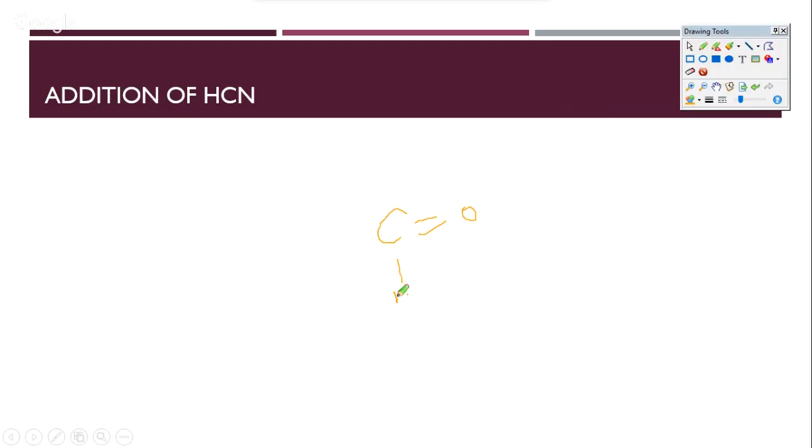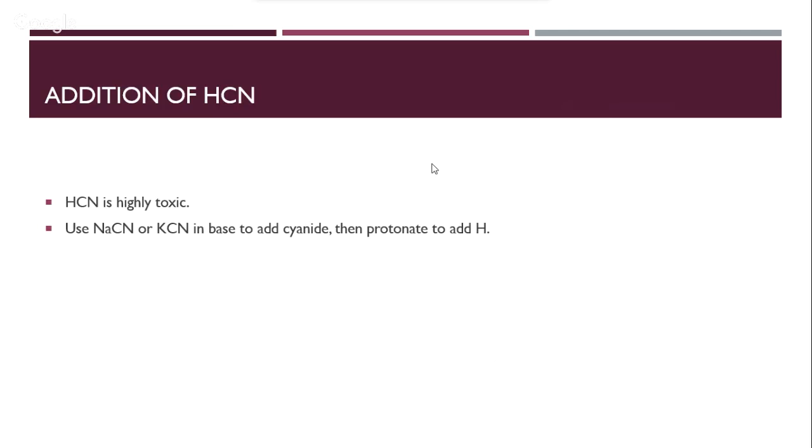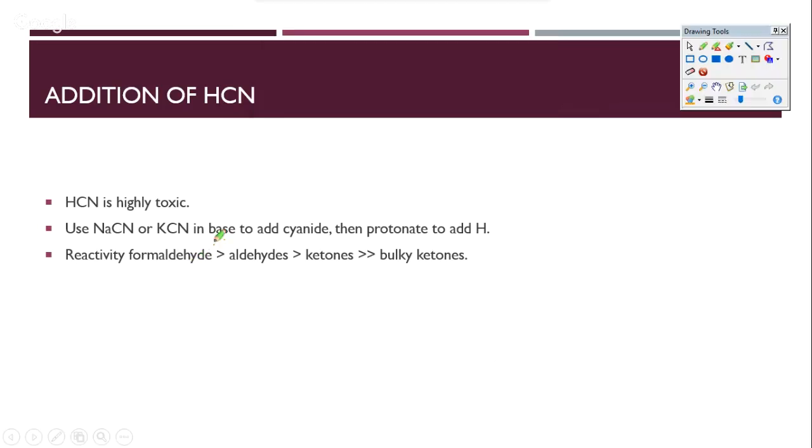Similarly, there is an addition of HCN across the double bond. Now, please note that this carbon double bond oxygen, anything can be added to it very easily. Okay, so HA, like an acid, can be added to it. Okay, this works, right? So you'll realize that HCN also adds accordingly to this carbon double bond, and this is highly toxic. So instead of HCN, we can also use NaCN or KCN with a small amount of dilute acid, right? Now the reactivity: formaldehyde is more reactive than aldehydes, more than ketones, more than bulky ketones. Okay, that's how the reactivity of aldehydes and ketones happens with HCN.